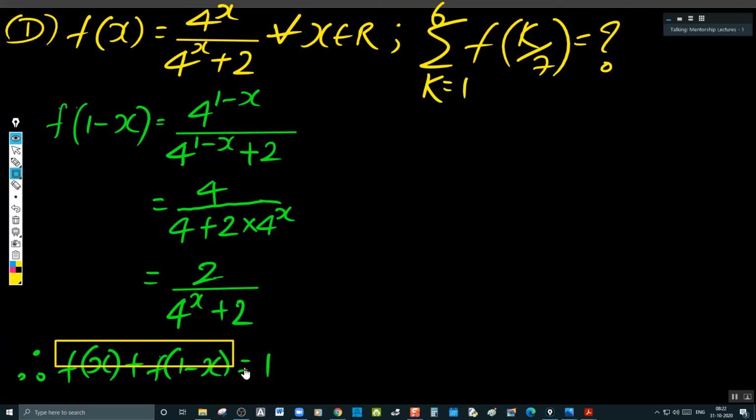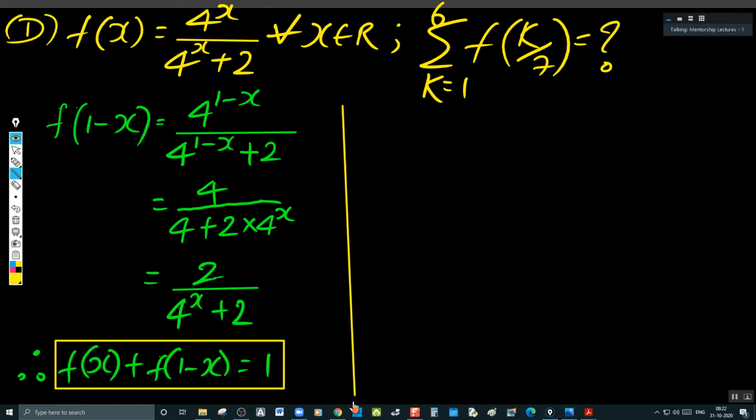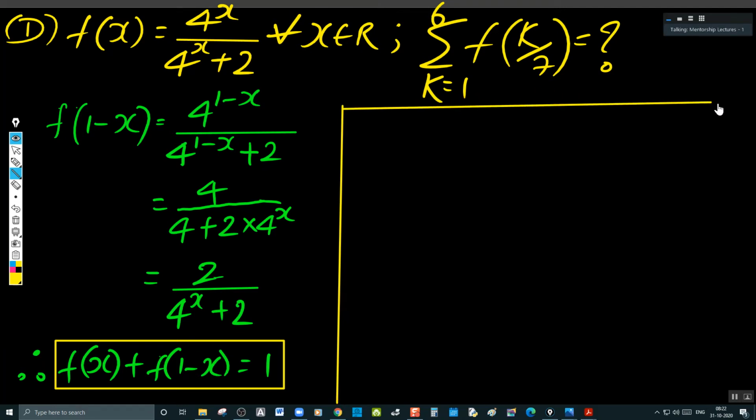Okay. So now what is to be found out? Just check it out. You have to find out sigma f of k by 7, k runs from 1 to 6. So if you put k as 1 here, you'll get 1 by 7. So put 1 by 7 here.